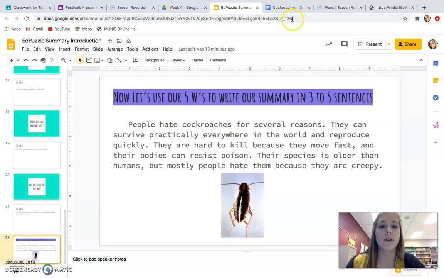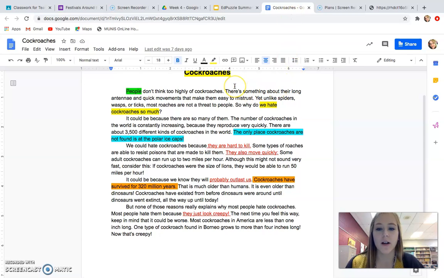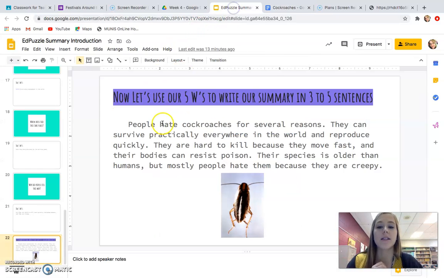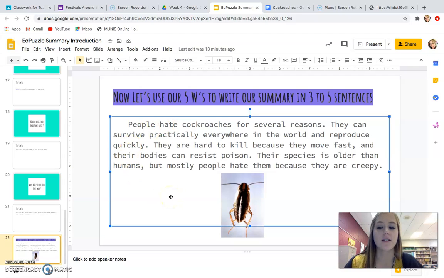Okay, so if we look here, this was our original passage. It was 5 paragraphs. We answered the who, the what, the when, the where, and the why, and we put that all together in just a few sentences.